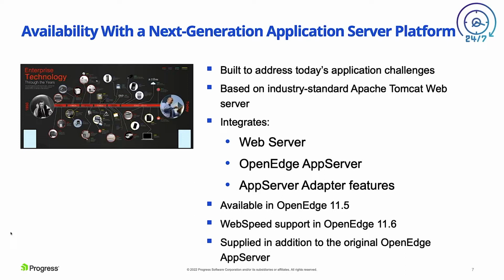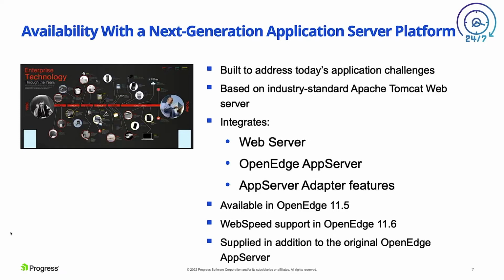So in the classic app server, you needed a web server. You obviously had to have the app server itself, and then you had to have the adapters, which allowed the app server to speak outside of the OpenEdge world. Now, PaaS-OE was initially introduced in 11.5. We added additional functionality in the 11 family, and now in version 12, it is the principal application server for OpenEdge-based applications.